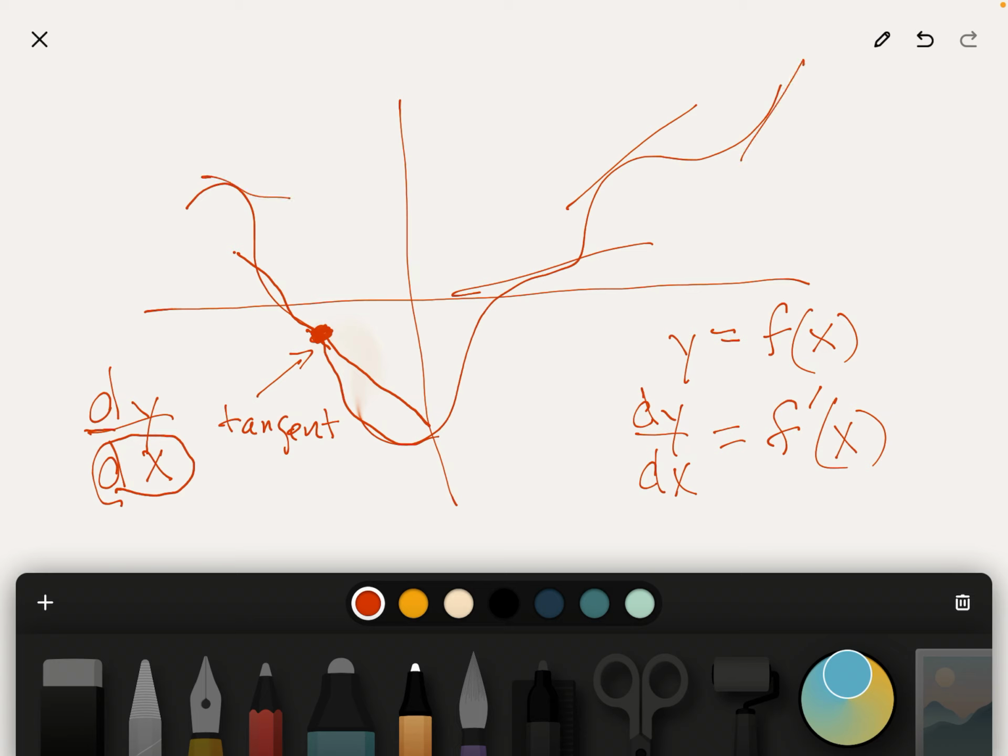So what that means is this is itself a function of x, because it depends on where you are on the curve. So we define that function as f prime of x. F prime of x is also known as the derivative of f of x. And the derivative is also known as dy dx. So these are just different labels for the same thing.